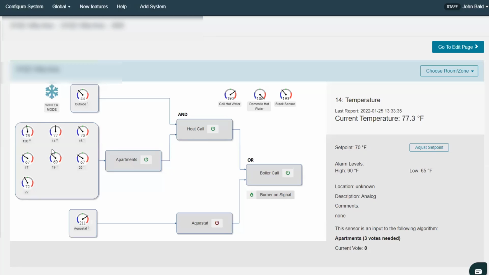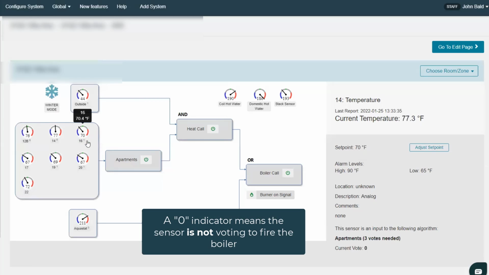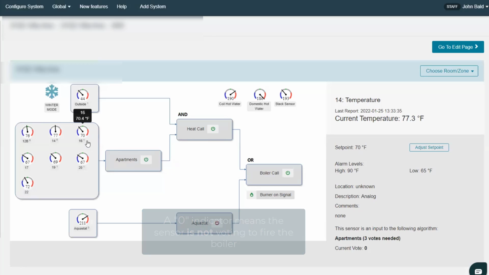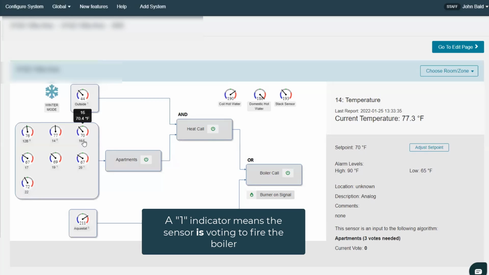Now, another thing that you may or may not see on this page is the zeros and the ones. The zeros mean that this sensor is voting not to fire the boiler. This sensor says, I'm warm enough, you don't need to fire the boiler. And then you can see the ones. You can see this 16 has a little one right there. That sensor says, I'm cold, I want you to fire the boiler.